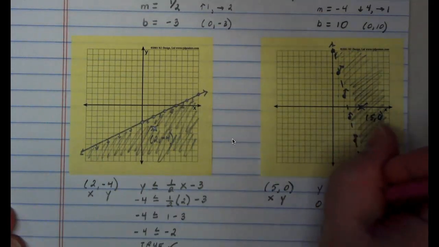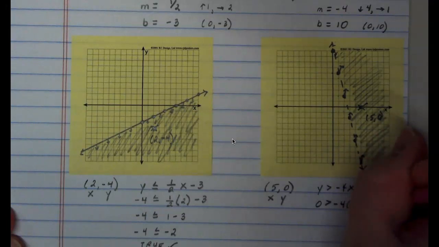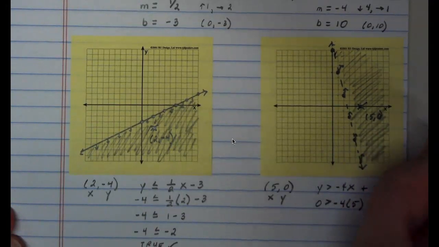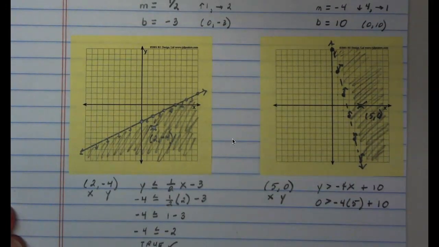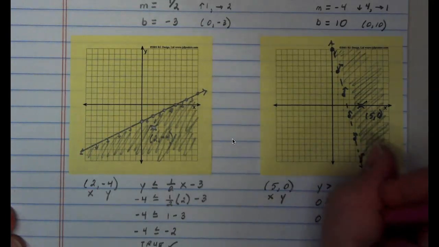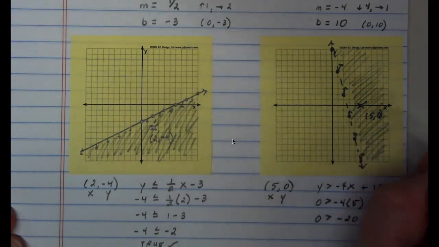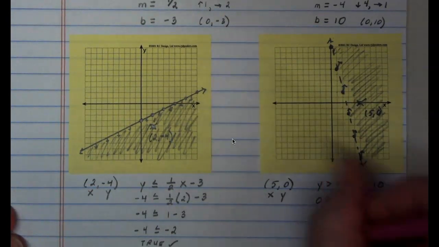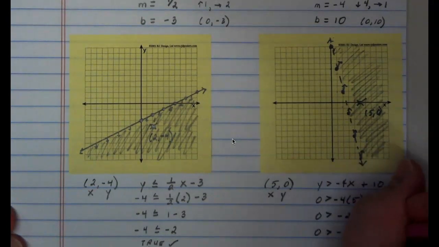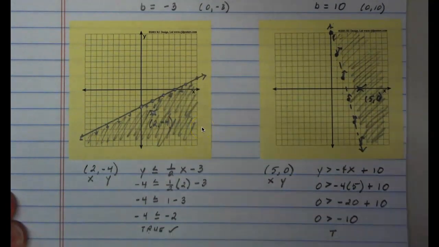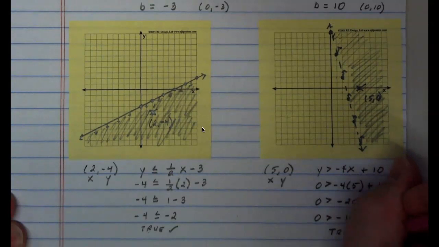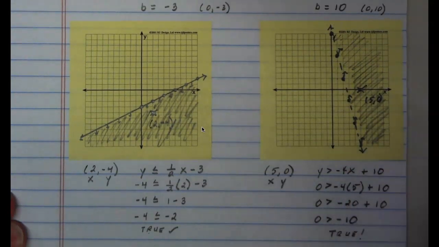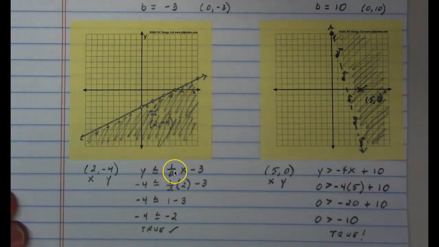And I'm going to plug in. So it'd be 0 is greater than negative 4 times 5 plus 10. 0 is greater than negative 20 plus 10. And negative 20 plus 10 is negative 10. 0 is greater than negative 10. Which again, is a true statement. So therefore we know we've shaded in the correct spot.